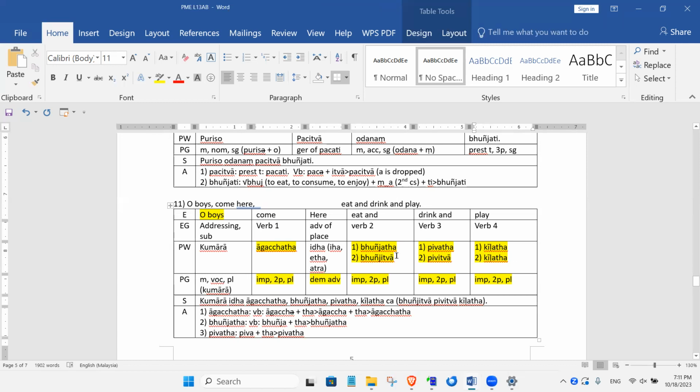All right. Then in this way, you look at the answer here: agachata, bhunjata, pivata, kilata, cha. You only need to put the cha at the end. But if you are using the gerund, you don't need to put the cha. Cha is applied when the verbs have the same form, ta and ta and ta. If you are using the gerund, you don't need to put the cha at all.